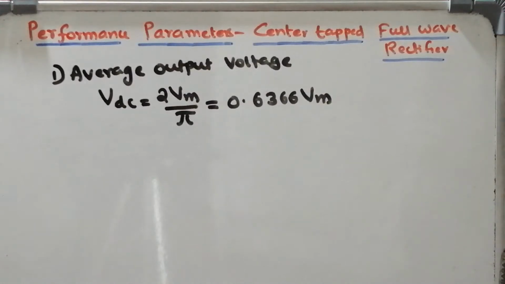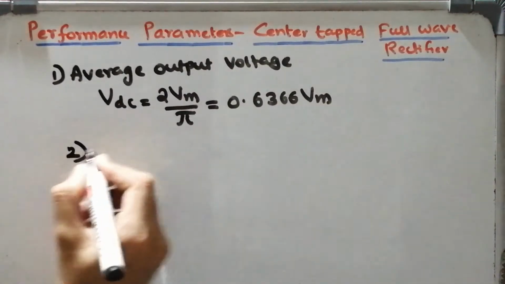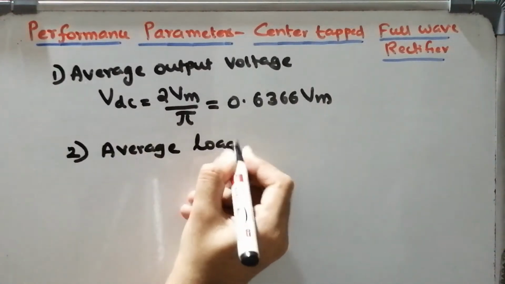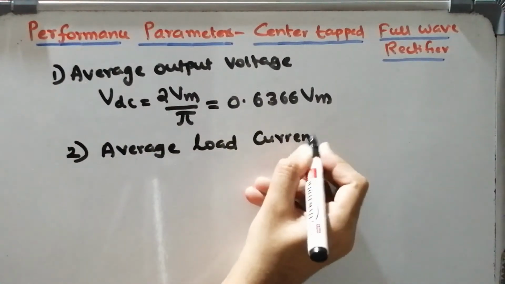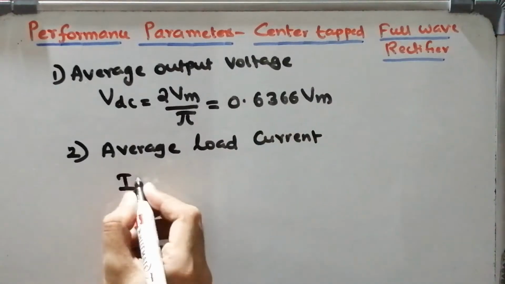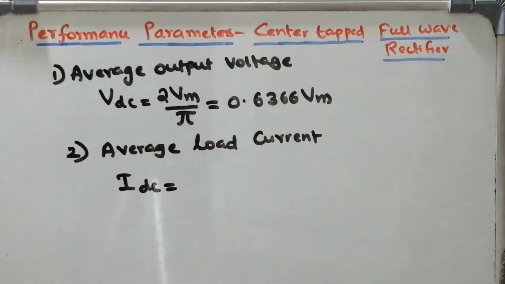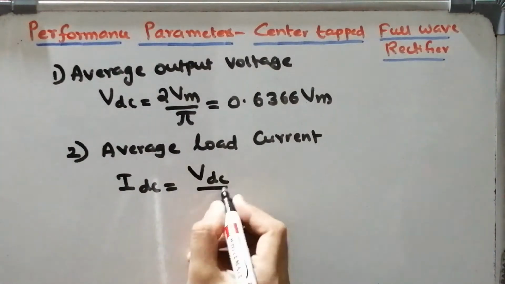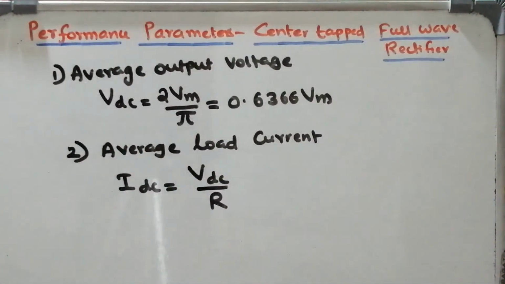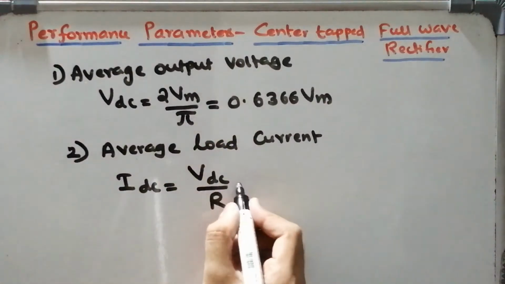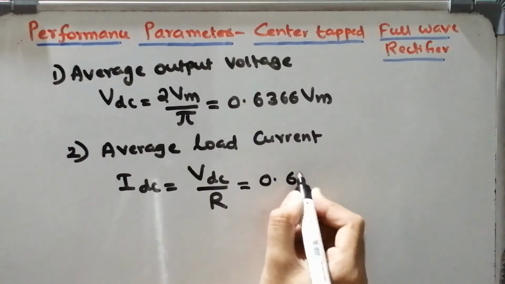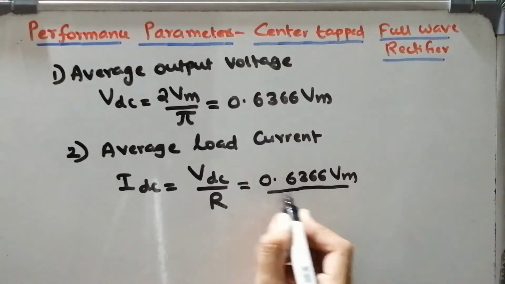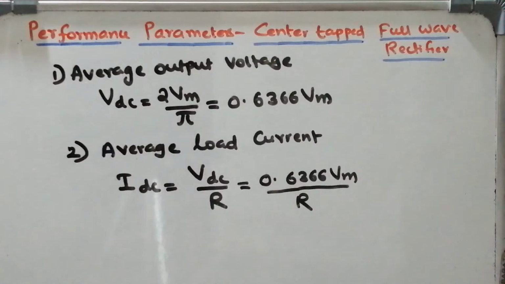Now I can calculate the average load current, represented by IDC. You can use Ohm's law: IDC is VDC divided by R. VDC we already calculated, so IDC is equal to 0.6366 Vm divided by R. This is the value of IDC.